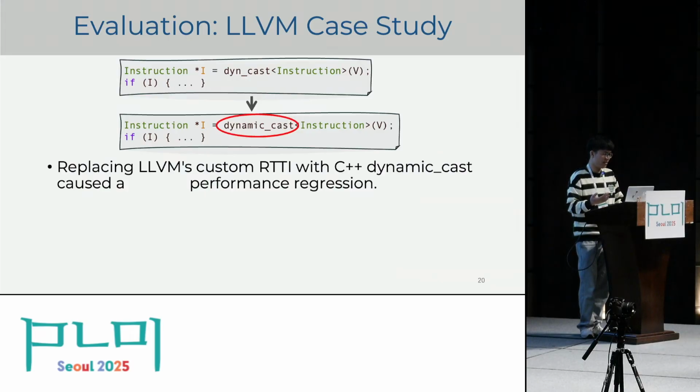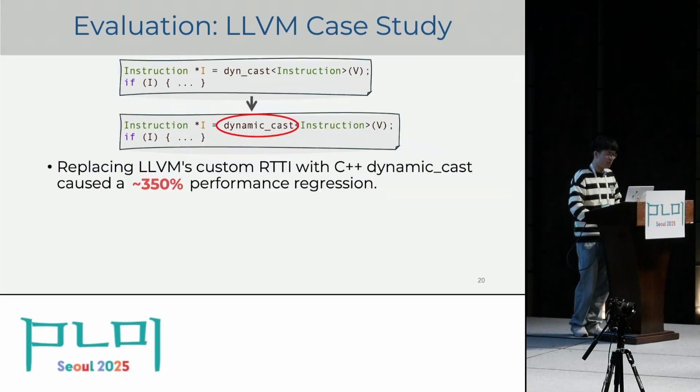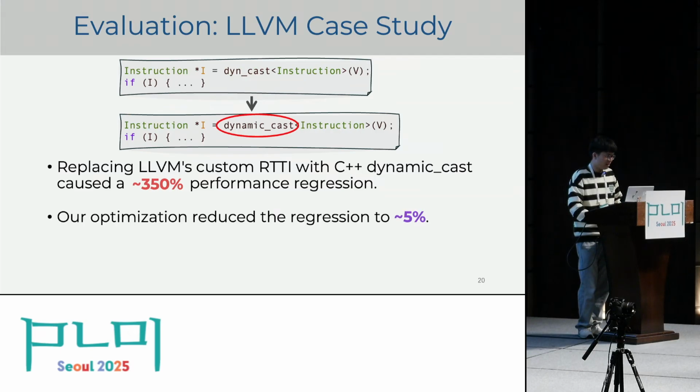So we replaced LLVM's custom RTTI system with the standard dynamic cast, and the result is really brutal. It caused a 350% performance regression, so now more than 3 times slower for C++. That's a lot. And then we applied our optimization, and now we dropped the slowdown to around 5%, which is a huge improvement.